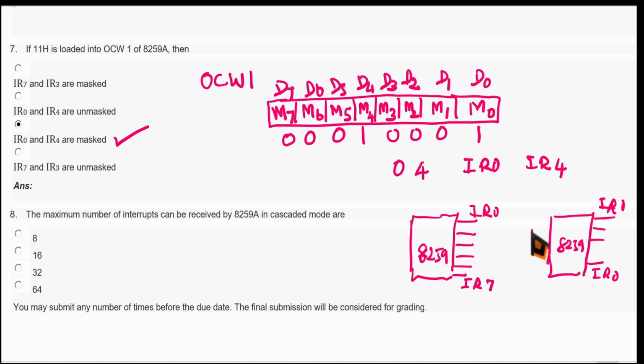Now the interrupt pin of 8259 can be connected to one interrupt line of this 8259. So like this, you can connect 8 such 8259s. So using the 8 interrupt lines of this 8259, you are connecting 8 8259s. So totally you will be supporting 64 interrupts. So in cascade mode, you can support 64 interrupts. So this is the correct answer.